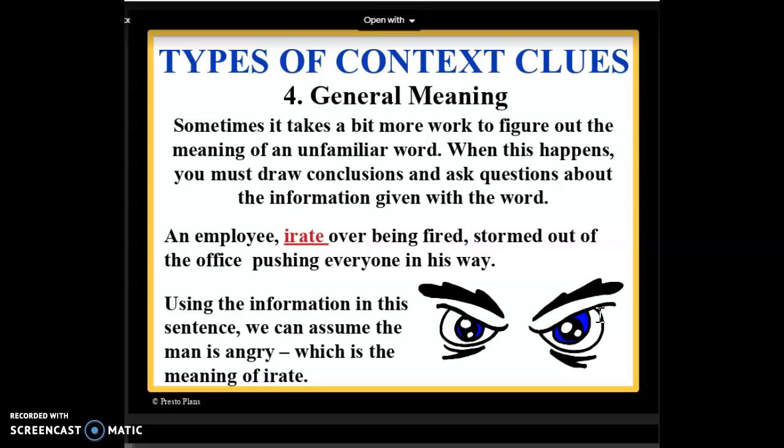All right, number 4, general meaning. Sometimes it takes a bit more work to figure out the meaning of an unfamiliar word. When this happens, you must draw conclusions and ask questions about the information given on the word. "An employee, irate over being fired, stormed out of the office, pushing everyone in his way." Using the information in this sentence, we can assume the man is angry, which is the meaning of irate.